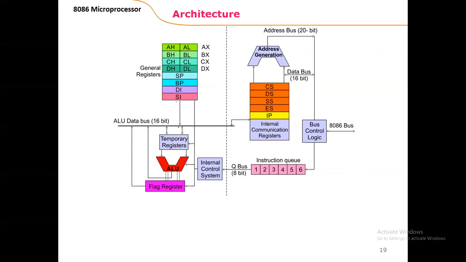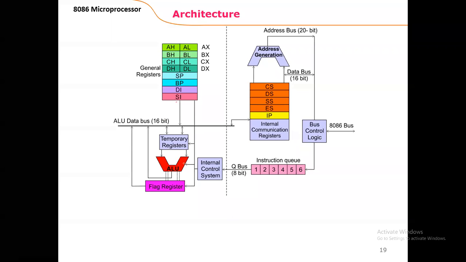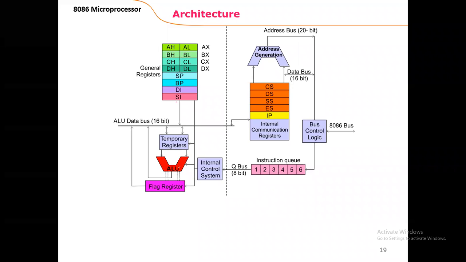At first, all data is stored in the temporary register, then from the temporary register it passes to our ALU, arithmetic logic unit. Then this is the processing part. Arithmetic and logical processing part, ALU. And this is the flag register. This is also another 16-bit register.